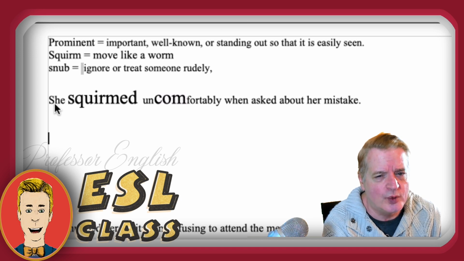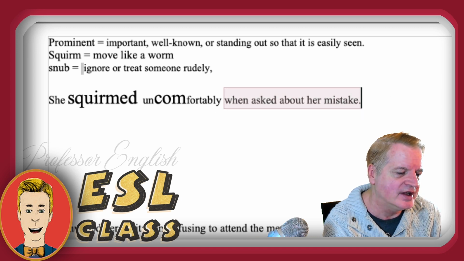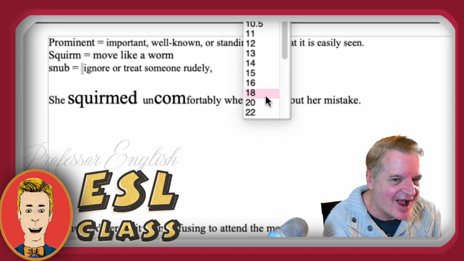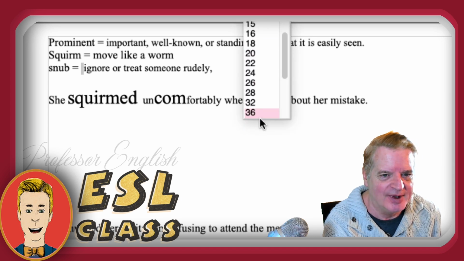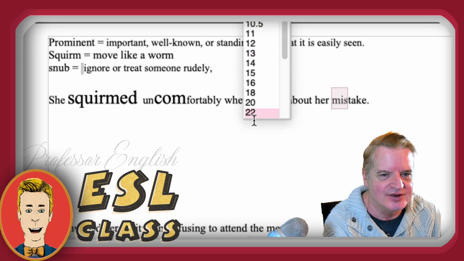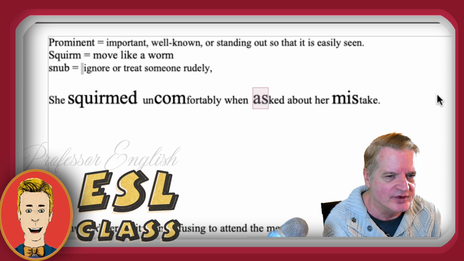And then we have she squirmed uncomfortably. Can you read the rest of the sentence? When asked about her mistake. How should you read that? When asked about her mistake. Oh wow, you're reading that the way you should be, finding the big words in your phrase and making the other things very small. That means you're doing it right. We're taking the two important words, asked and mistake, and making the accented syllables very big, and everything else becomes small.